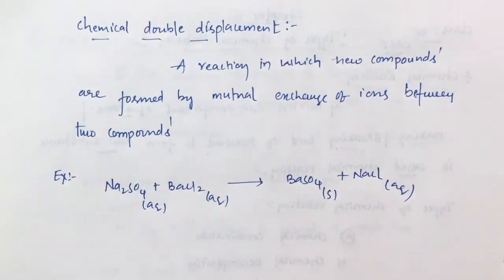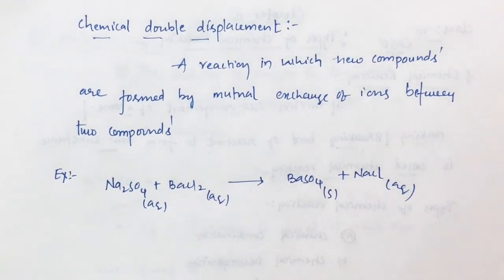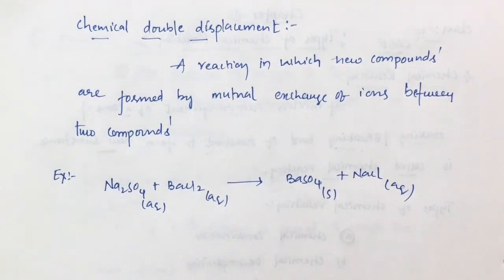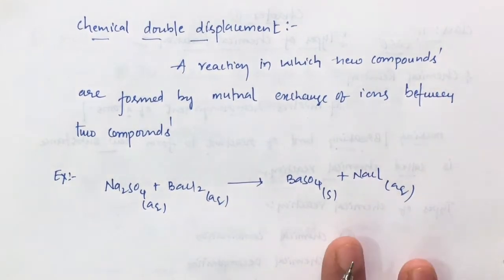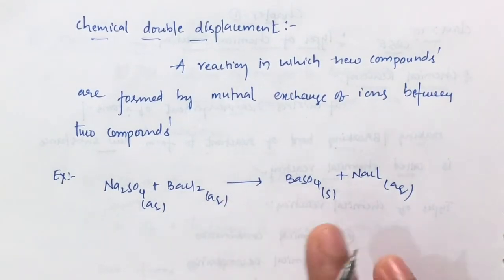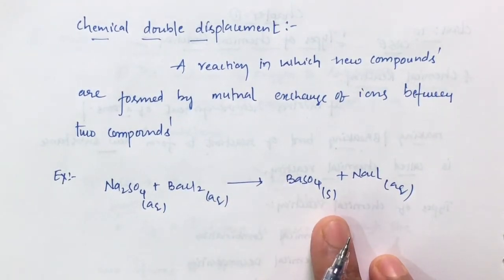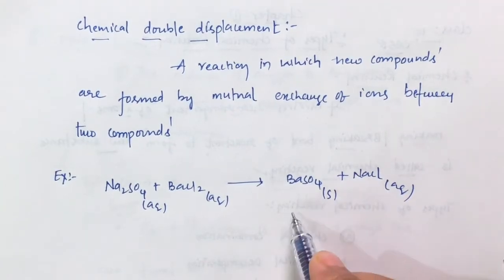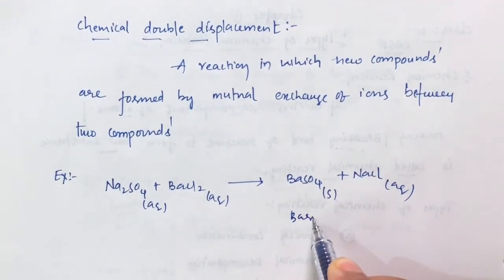The next reaction is about chemical double displacement. So what is chemical double displacement? A reaction in which new compounds are formed by mutual exchange of ions between two compounds is called double displacement. Let us try to understand this chemical double displacement with an example. Sodium sulfate, when it is reacted with barium chloride, forms one insoluble substance as a product. That insoluble substance is nothing but barium sulfate.